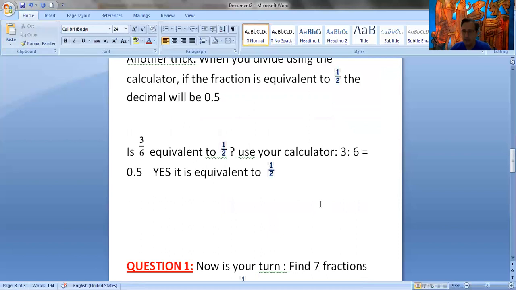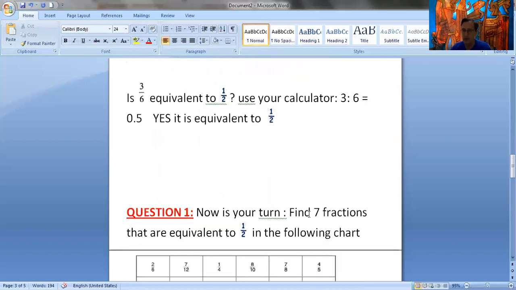Bien. Now it's your turn. Find 7 fractions that are equivalent to 1/2 in the following chart.